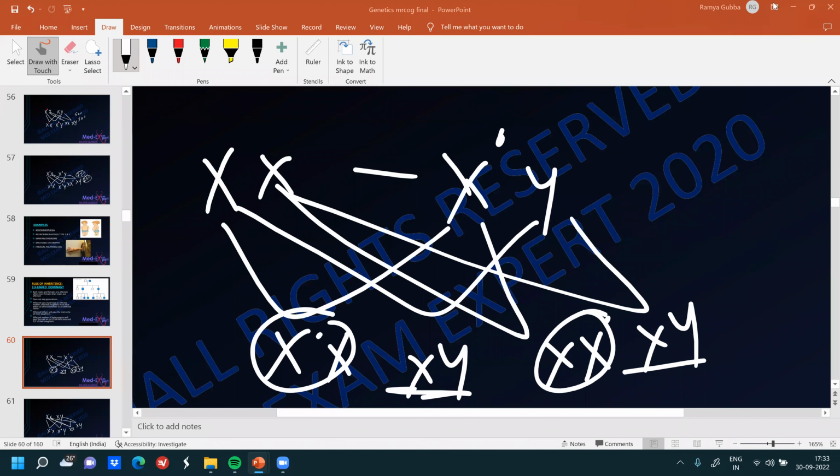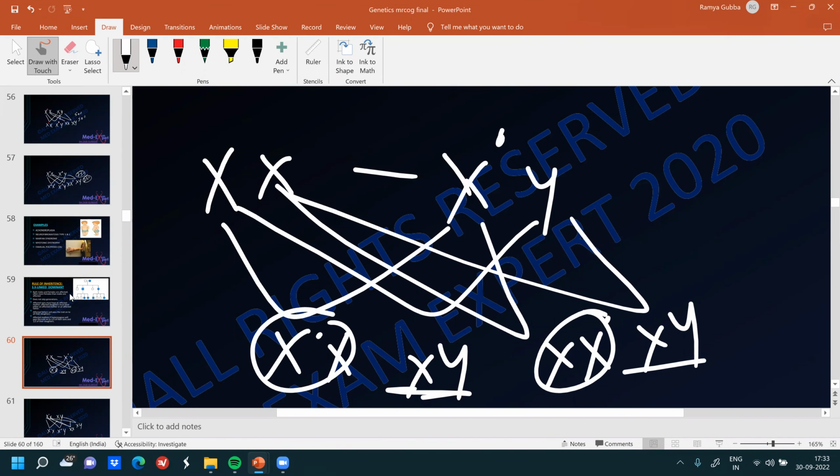Did you all understand this last point? Because that is how you will be able to answer for X-linked and autosomal. Otherwise, you can't differentiate between autosomal and X-linked. See, father will give only the Y chromosome to sons, and this is an X-linked dominant disease. So father never gives the disease to the son. That is what I'm trying to say here. Father will never give the disease to the son.